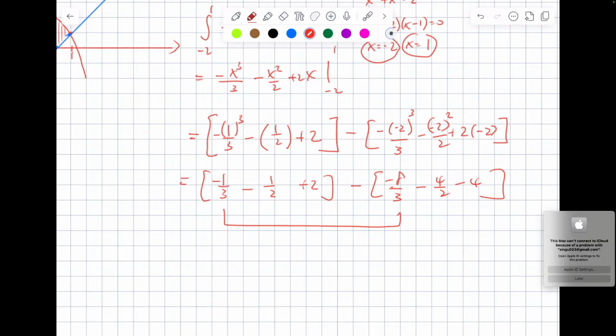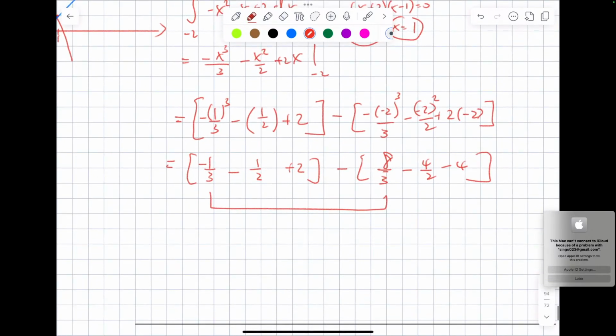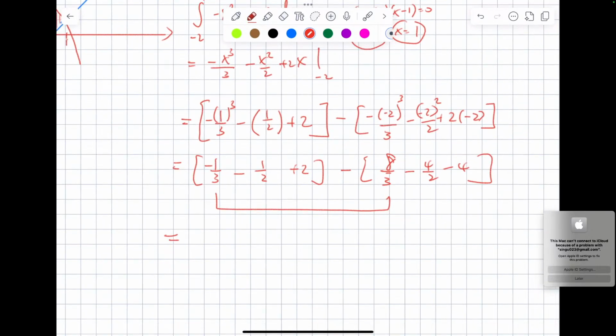wait, hold on a second. This one's +8, right? I made a mistake here. So if I have -1/3 subtract 8 over 3, that's going to give you -3. Is that okay? Because you have -1/3 subtract 8 over 3 with a common denominator, so I can just subtract them. I don't want to combine each time.